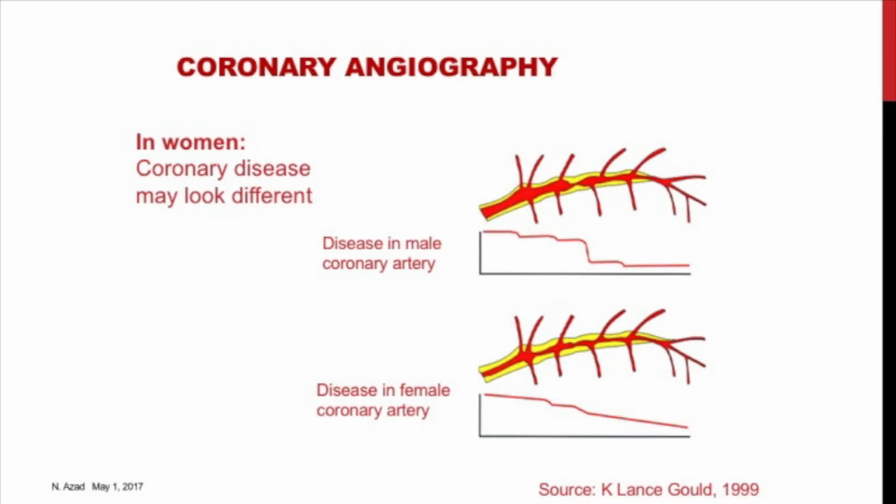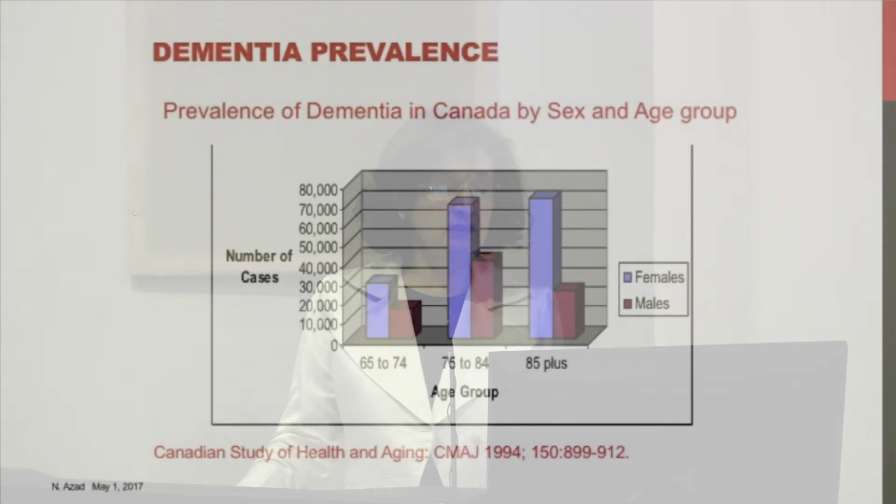We haven't even studied properly how to treat this condition, because most of our research and attention has been about obstructive coronary disease. How about dementia? This is from the Canadian Study of Health and Aging. Proportionally, there are more women with dementia.